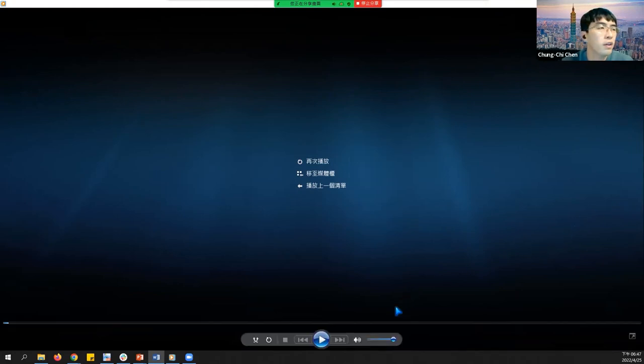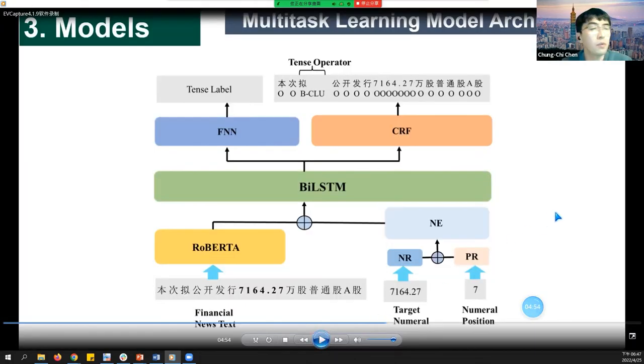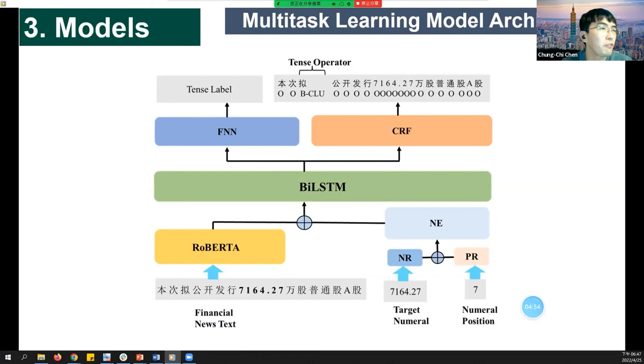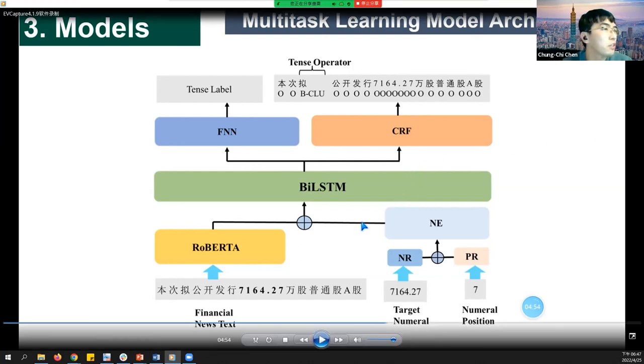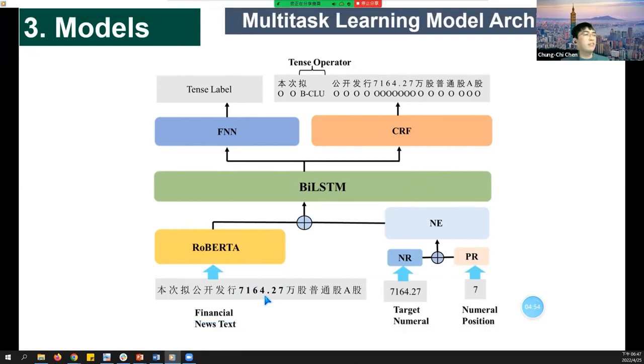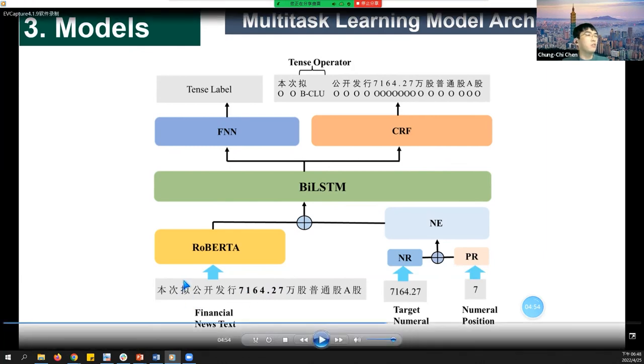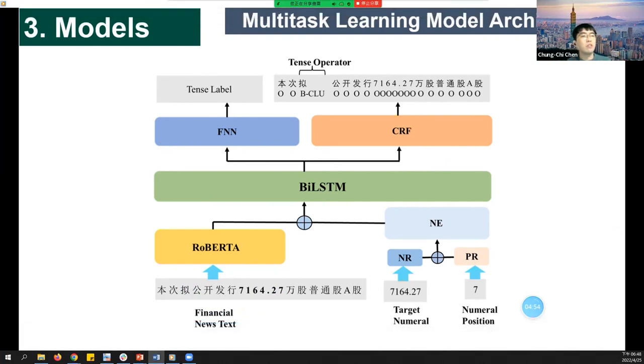I wonder what's the intuition to use a numeral encoder in the temporal tense detection task? Because I know that numeral information occupies a lot of space in financial documents, as many previous works have mentioned. But I'm not sure about the intuition to encode, like here, 7,000 for numeral tense detection, because the numeral tense is related to this word, right? Is "plan to" instead of the numeral. So I wonder the intuition to use a numeral encoder for this text.